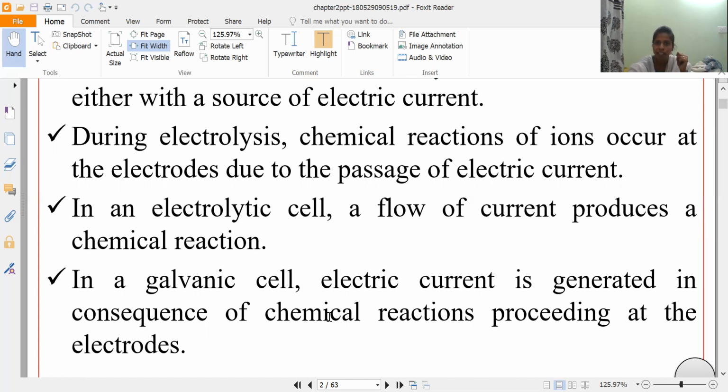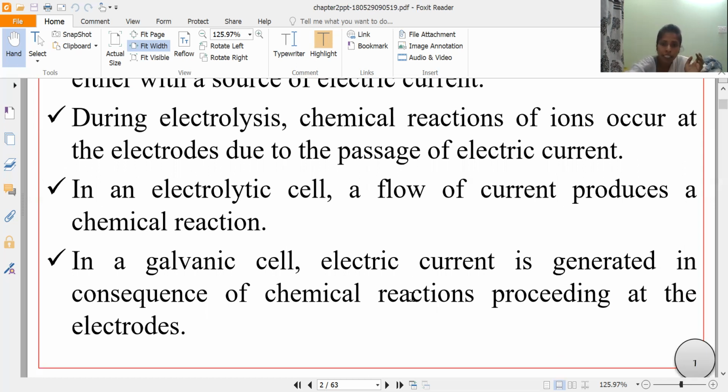Whereas in a galvanic cell, electric current is generated in consequence of chemical reactions proceeding at the electrodes. That means due to the chemical reactions, electricity is produced in the galvanic cell. That is the difference between the electrolytic cell and the galvanic cell. In the electrolytic cell, by passing electricity, chemical reactions take place, whereas in the galvanic cell, due to the chemical reactions, electricity is produced.